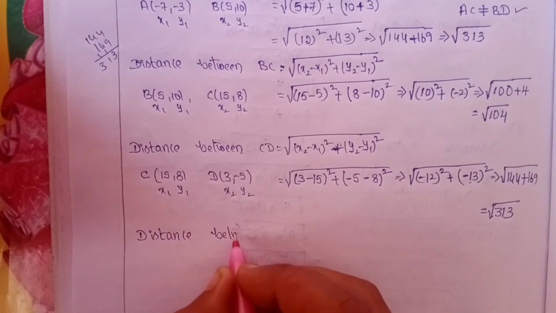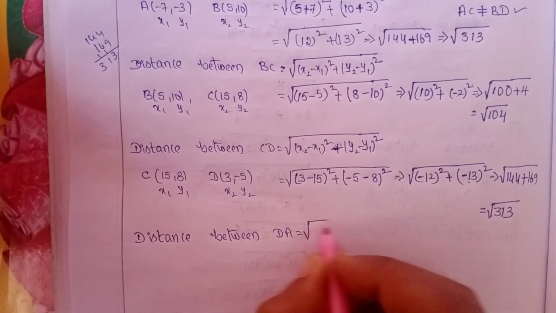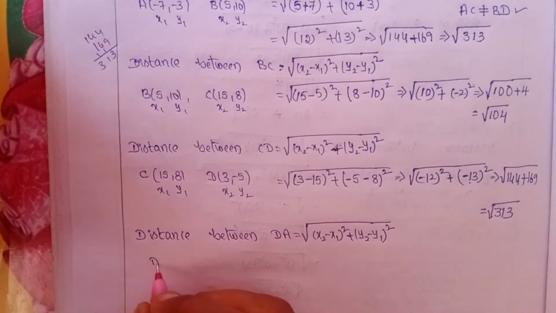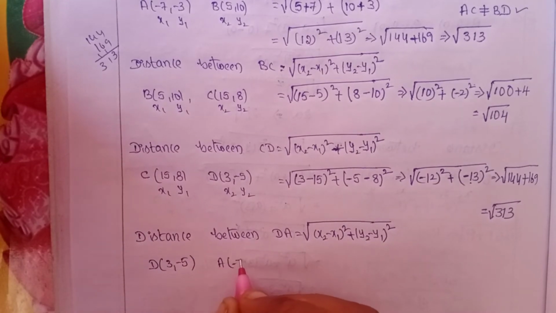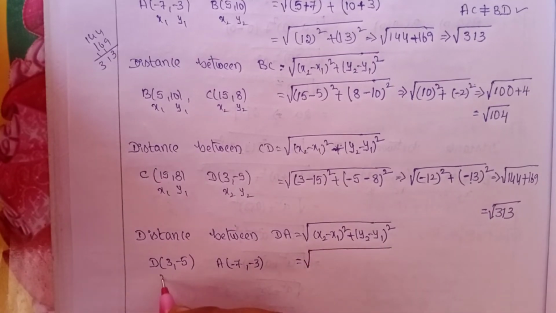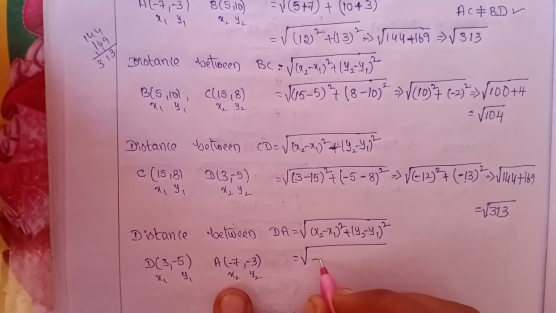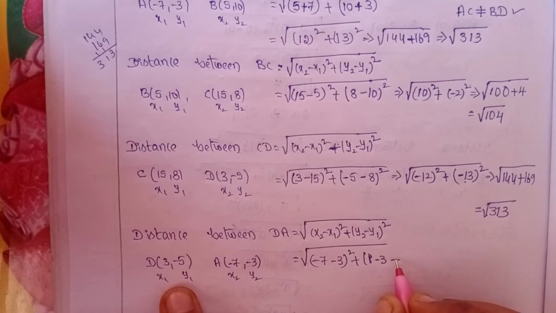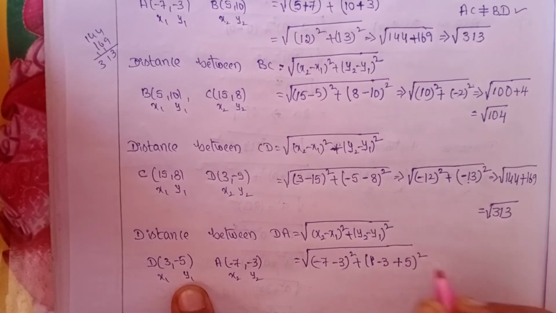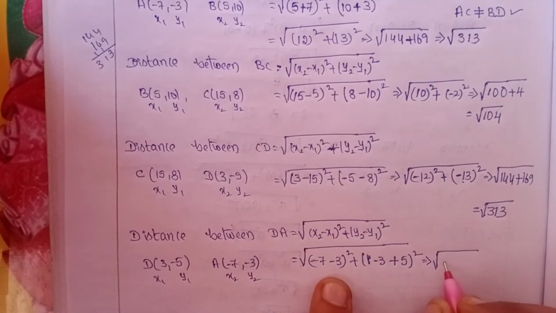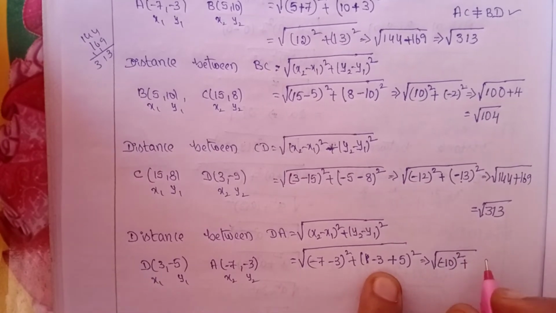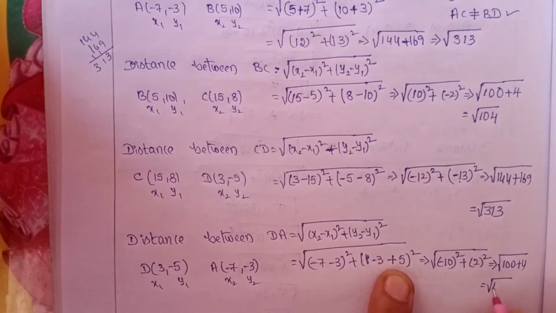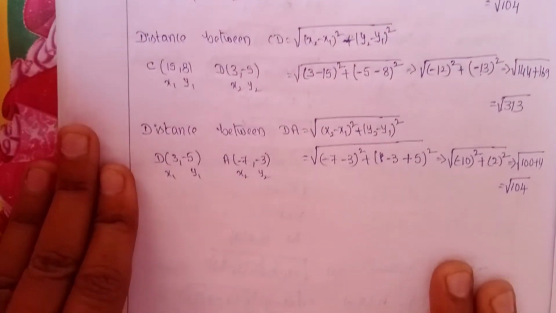Okay, next, the distance between D and A is the square root of (x2 - x1)² plus (y2 - y1)². D is (3, -5), A is (-7, -3). Substitute here. This is x1, y1 and this is x2, y2. (x2 - x1)² plus (y2 - y1)², where y1 means -5, minus into minus plus 5. That is the square root of (-7 - 3 = -10)² plus (-3 + 5 = 2)², that implies root 100 plus 4, root 104. So the sides are complete. Now the diagonals.